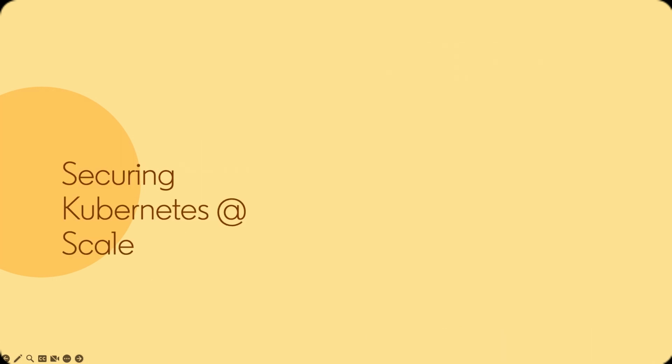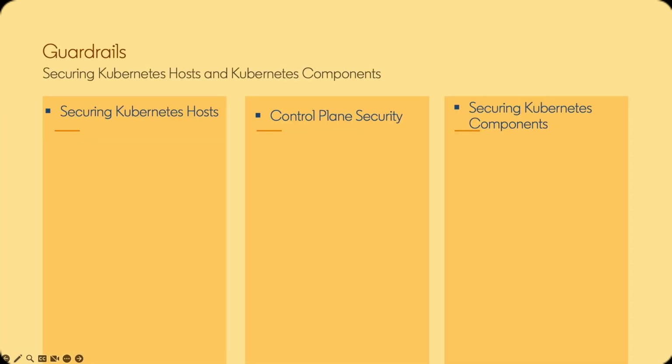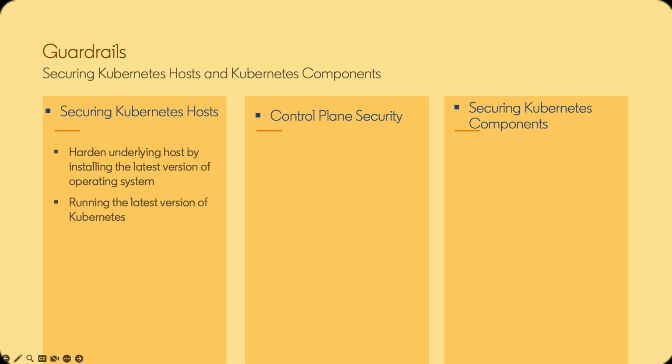Now let's explore how we can secure such Kubernetes deployments at scale, starting with the Kubernetes host. It is imperative to harden the underlying host by making sure that you are running the latest version of the operating system. As important is to make sure that you're running the latest version of Kubernetes as well. The point that I'm trying to make is, a structured and streamlined patch management and configuration management system is extremely imperative to ensure a baseline security posture of the cluster and keep vulnerabilities at bay.